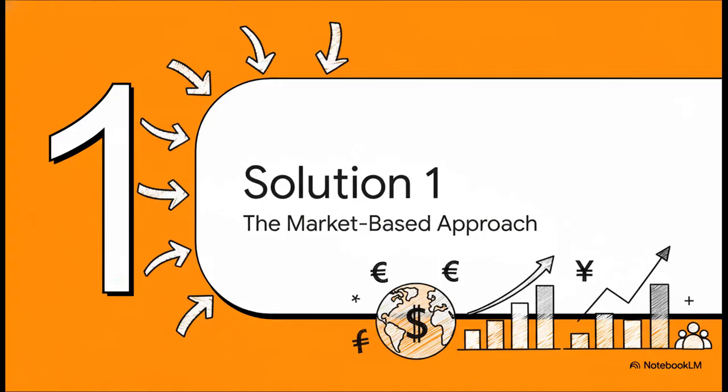So our first potential solution here is probably the one that makes the most sense right off the bat. It's often the most preferred, too. It's called the market-based approach. I want you to think of this as the outside-in method. Basically, we're going to look to the outside world, to the open market, to solve our internal pricing problem.